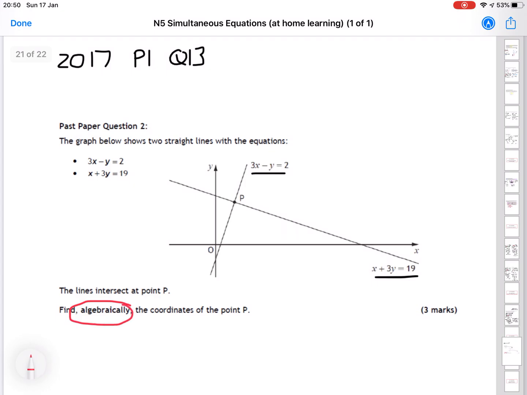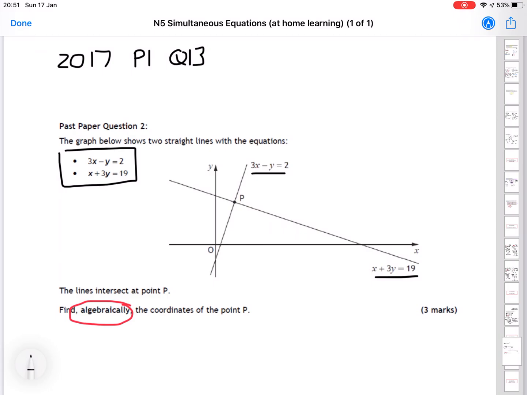Okay, so even though you've been given a graph here, you are not being asked to draw anything out. You're being asked to solve this question algebraically, so it's important that you read the question and look for any keywords that are going to direct you in how you're going to approach the question. So we have our 2 equations, 3x minus y equals 2 and x plus 3y equals 19. So really the diagram is just there as a visual representation, but the part that you're going to be looking at really is this part here with your 2 equations.